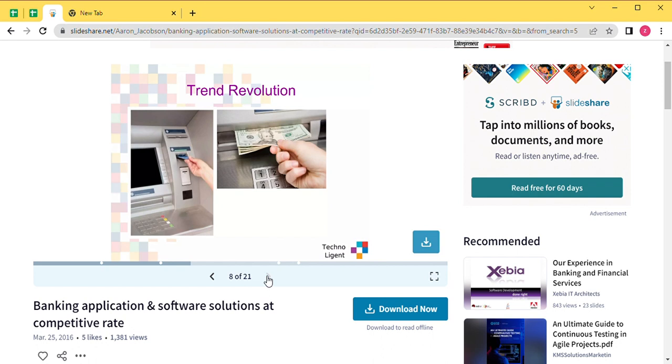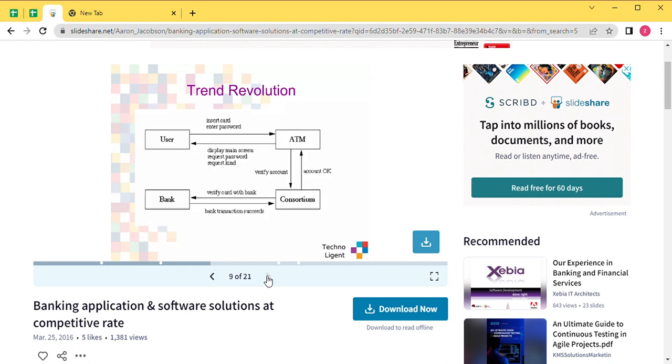Trend revelations. The user inserts the card, enters the password, the ATM displays the main screen, requests the password, requests the kind of transaction, verifies the account, OK, verifies the card with the bank, transaction success for the bank consumer.